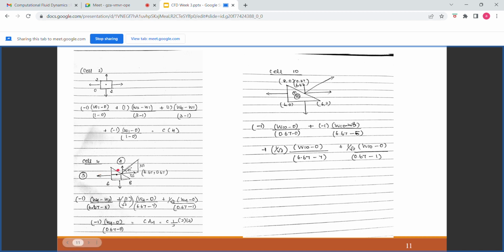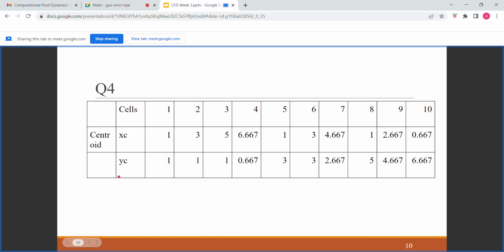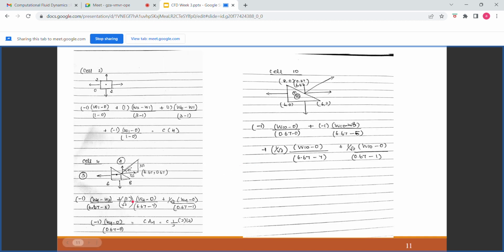And the centroid of this cell, we have calculated to be 6.67 by summing up all the vertices. So we get 6.67, and the neighboring cell midpoint is 5. So this is for this direction. Similarly, in the downward y direction, we get minus 1 into w4, that is this cell, minus 0, since we do not have anything. And similarly, the centroid point for the fourth cell is 0.67.